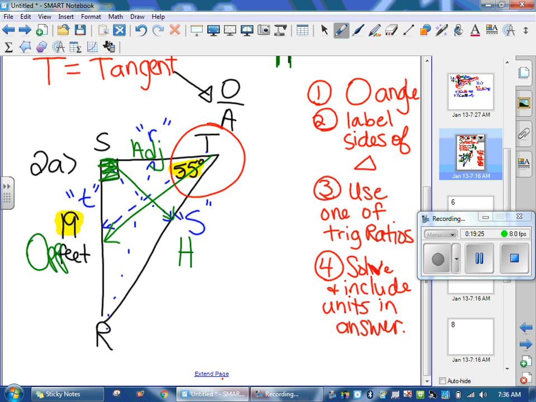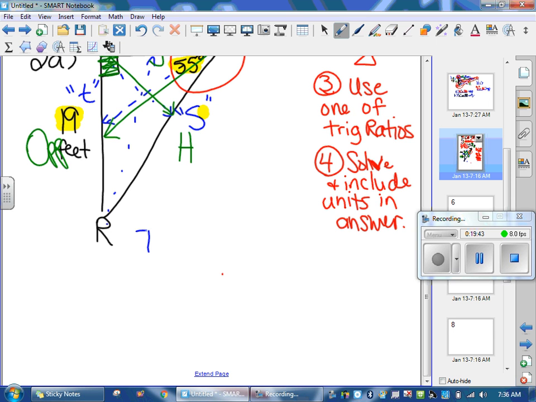I'm covering up our hypotenuse. That means I've got my O leg and my A leg. I need to use my tangent. So I write my equation. The equation looks like this. Tan of my angle is equal to my opposite over adjacent, because that's our TOA. So my opposite is 19, my adjacent is A beside R. We don't know how big R is.